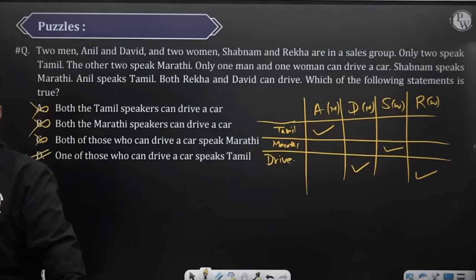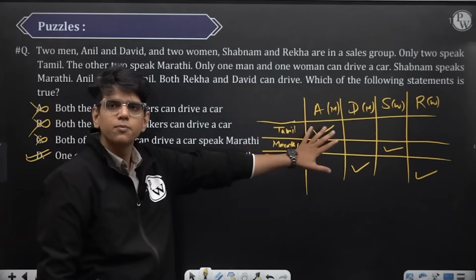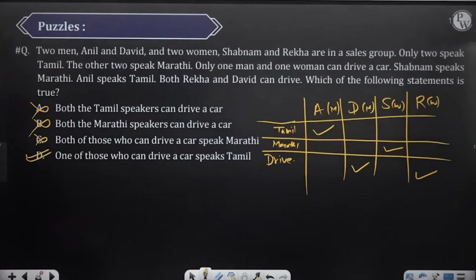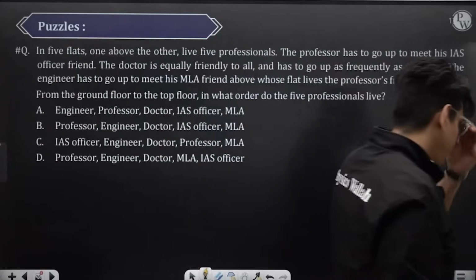In this way we can get to the conclusion. So this is a puzzle based question. You have to solve these questions like this, right? Make a table and solve it calmly, right? Let's move to the next question. All these are important PYQs, okay?